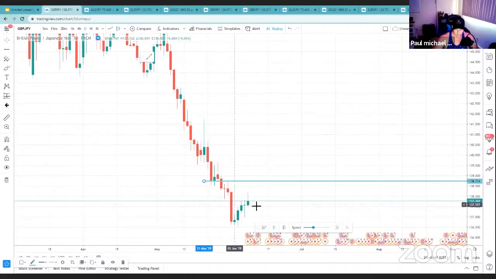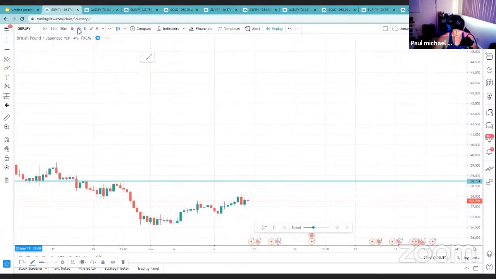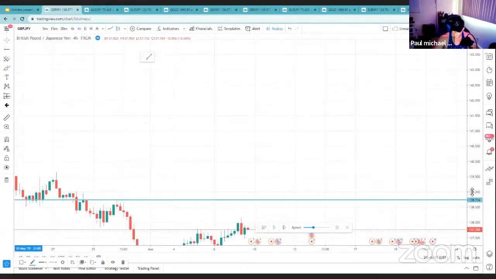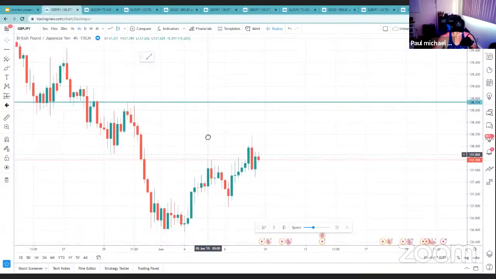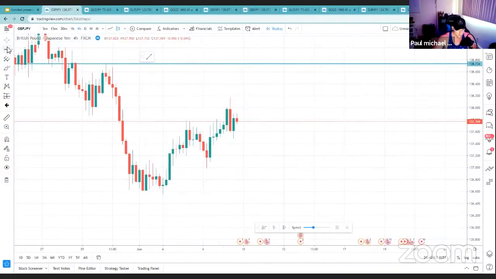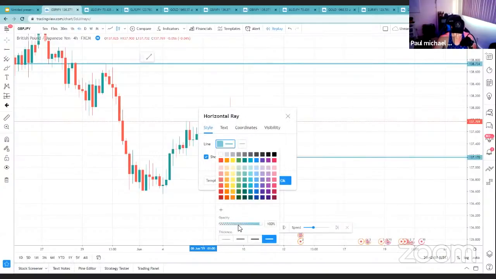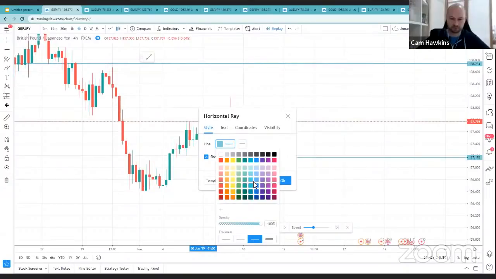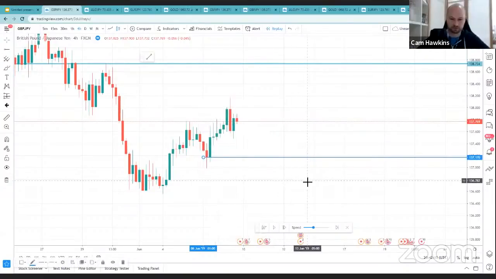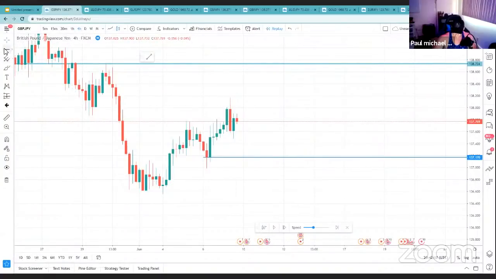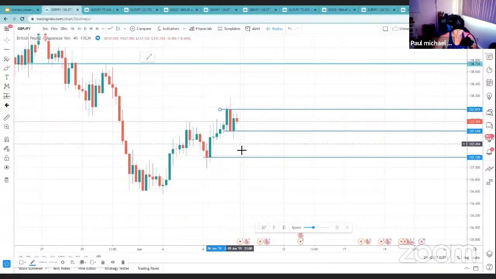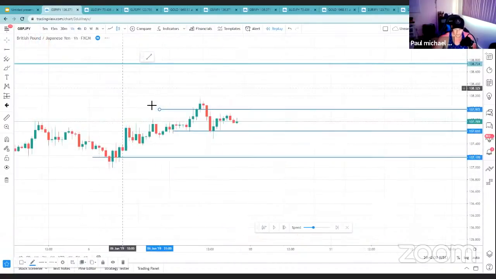So it looks like it's pretty bearish, so I'm going to try and see if I can find some resistance. There we go. So where do I make these thinner? Here we go. That's the one. Yep, that'll work. So I'm just marking up support and resistances with possible targets on the higher time frame.